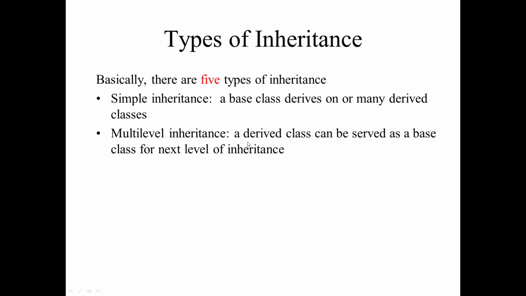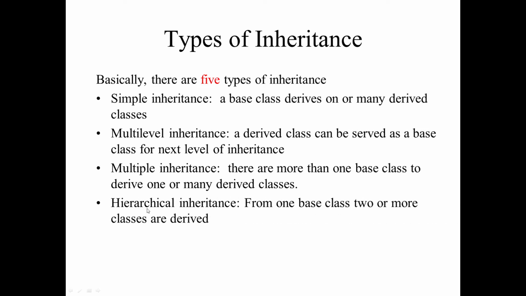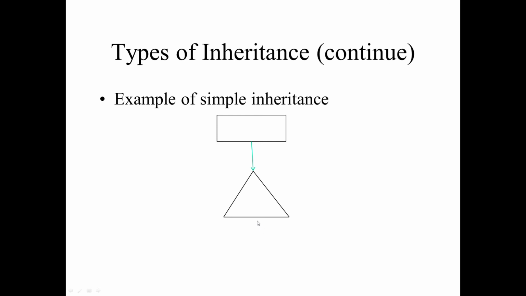Multi-level inheritance. Here a derived class can serve as base for the next level of inheritance. That means we are deriving a class from an already derived class. So there exist multiple levels. Then comes multiple inheritance. There are more than one base class to derive one or many derived classes. So here base classes are more and you are going to get the derived classes from them. Hierarchical is exactly opposite. Here you are having a single base class and the derived classes can be more than one. And hybrid inheritance is the combination of any of the above types of inheritance.